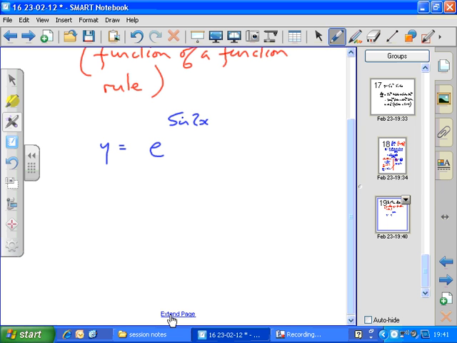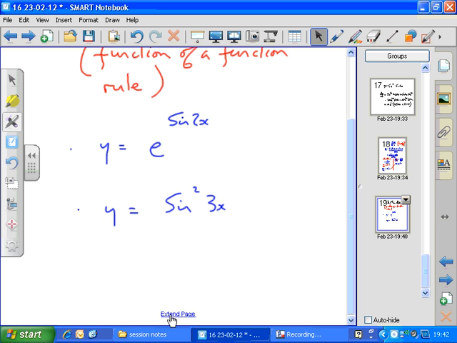Or y equals sine squared 3x. There are two examples that, to differentiate, I would need to use the chain rule. x only appears once in both of those examples, but that's not to say there aren't two functions involved in it.